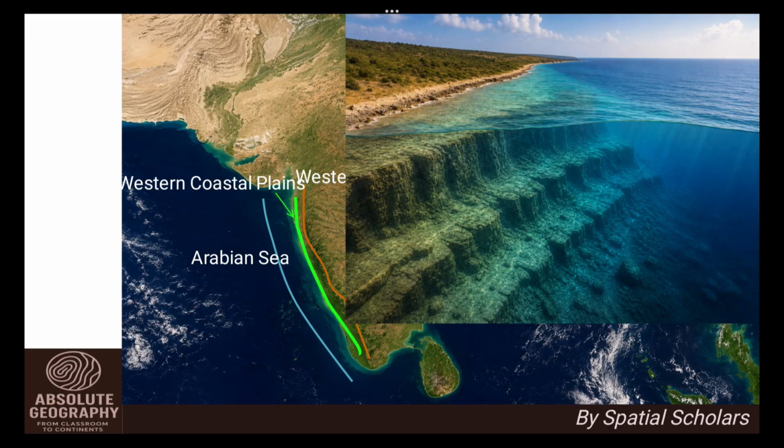One famous example often associated with the submerged coastline is the legendary city of Dwarka, which many believe now lies beneath the waters off the coast of Gujarat.